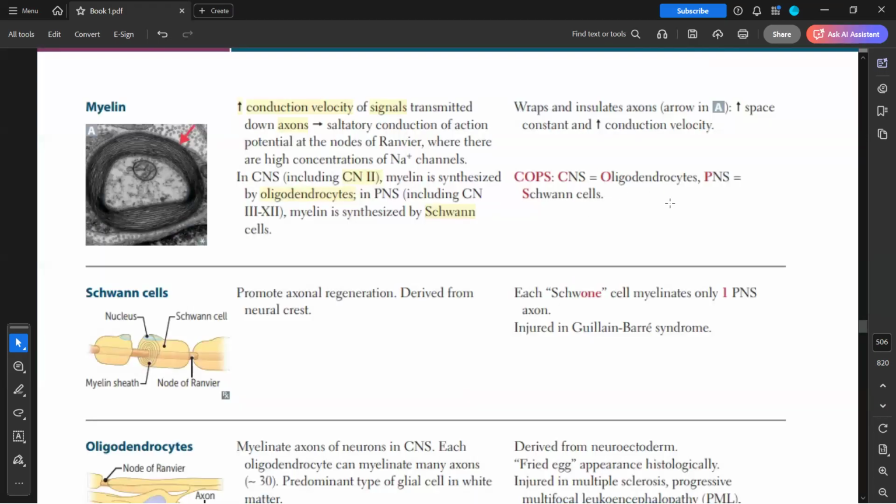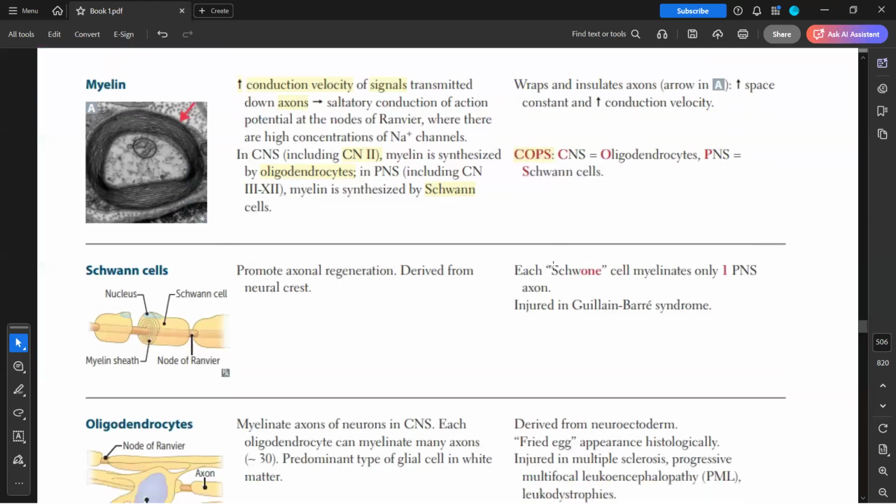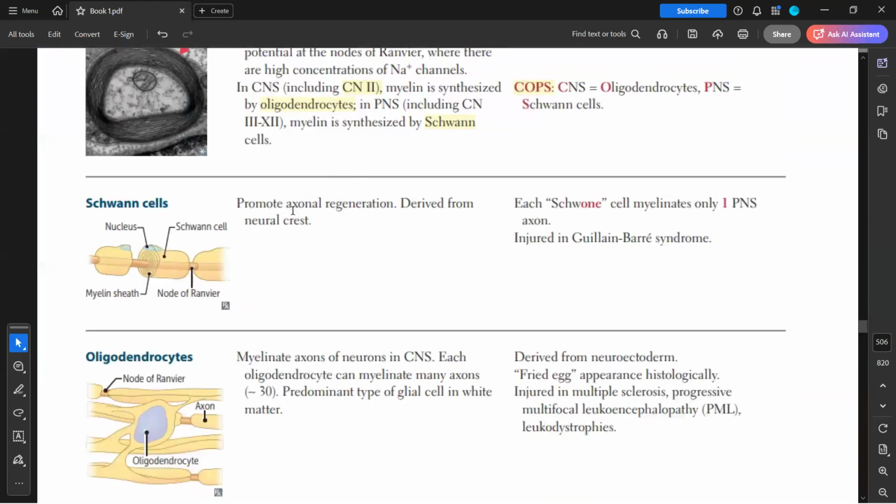Remember this, in CNS, oligodendrocytes are responsible for producing myelin, and in PNS, Schwann cells will synthesize myelin. Okay, so COPS is the mnemonic. Now let's get into Schwann cells. What are Schwann cells? Schwann cells promote axonal regeneration, derived from neural crest. Each Schwann cell myelinates only one PNS axon. Injured in Guillain-Barré syndrome.